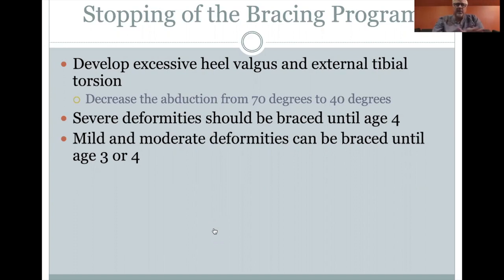If they're starting to develop excessive heel valgus or external tibial torsion, you can decrease the abduction from 70 degrees down to 60 or 40, something like that. Severe deformity should be braced until about age 4, mild to moderate between 3 and 4. So it's going to be a few years of bracing, and this is starting them right away with the casting. So you're looking at 3 or 4 years of bracing.